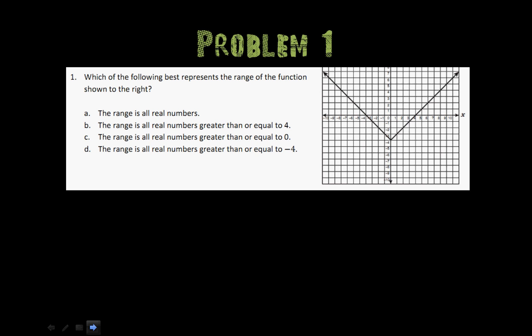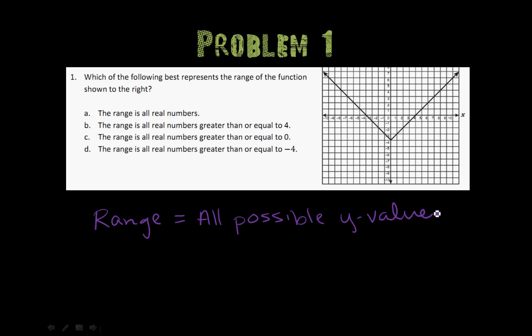And so problem 1, it says, which of the following best represents the range of the function shown to the right? The first thing you want to remember is that range is not just the y values, but all the possible y values. They're looking for you guys to make several mistakes. One of them is that you were looking for the domain, in which case the domain would be forever in that direction and forever in that direction. That would be A, but that's not asking about domain, it's asking about range. So we need to look at these other 3 numbers and see what it is.